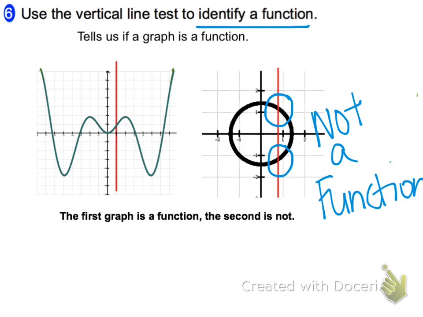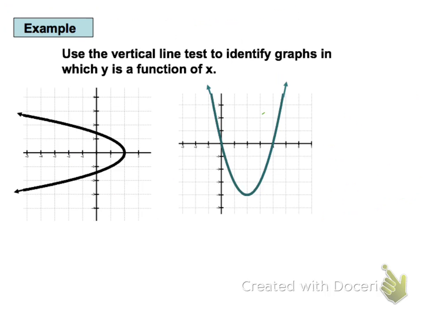If your line only touches once, then you say, yep, in fact, this is a function. And so it's that simple. You just draw a vertical line and then see how many times it touches. So let's look at some examples.